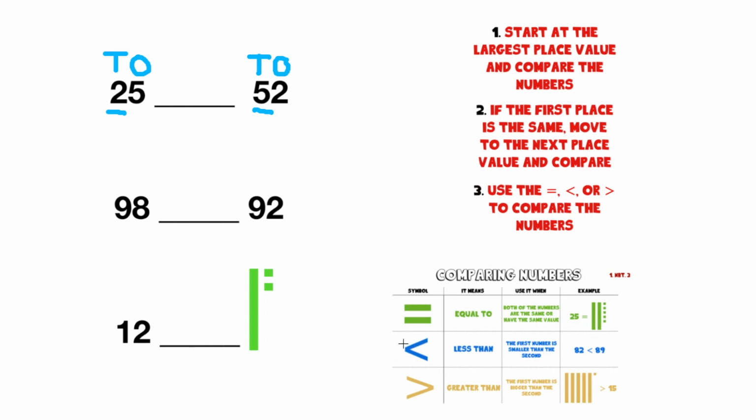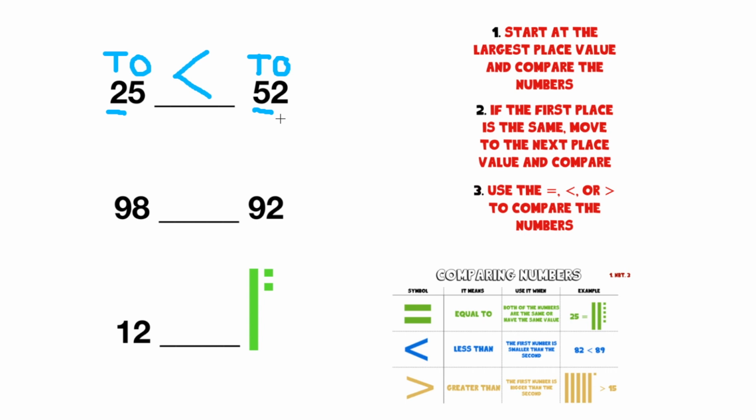So if I were to try to draw the same symbol right here, I know that it would face this direction. And a tip I could tell you is I like to think about these signs, the less than and greater than sign, like a hungry alligator. That hungry alligator is always going to face the direction of the larger number because he's very hungry. Because the first number is smaller than the second number, I am reading this as 25 is less than 52.